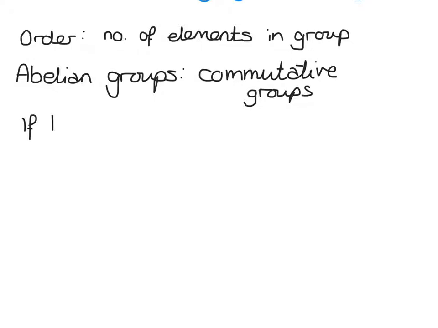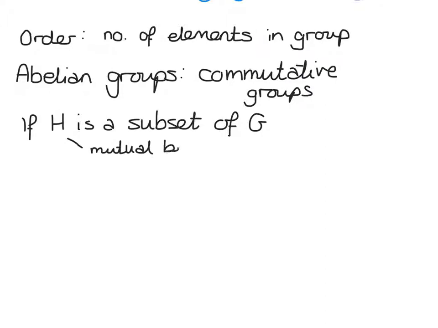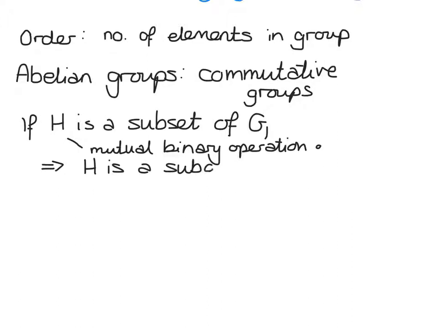If H is a subset of G, and they share the binary operation, then this implies that H is a subgroup of G. So a subgroup is just a group that is part of a group.